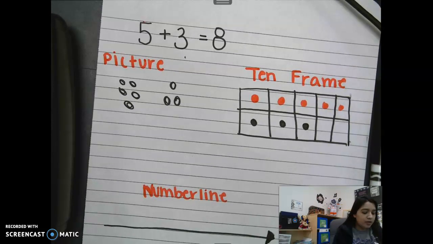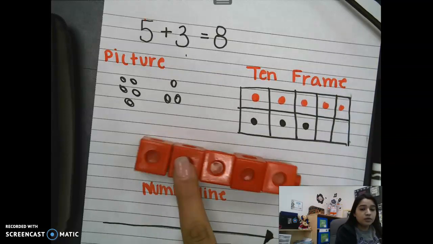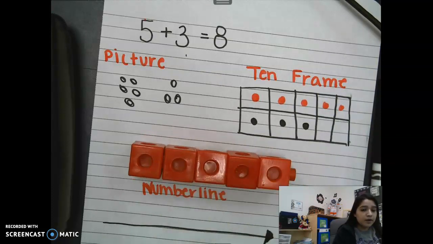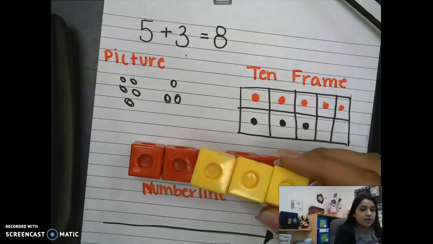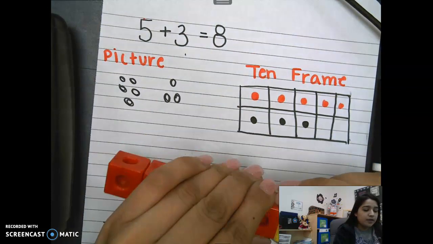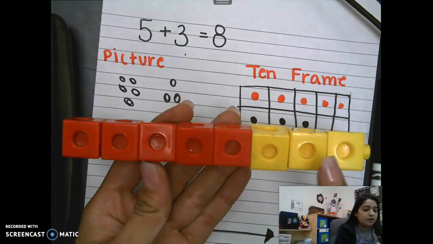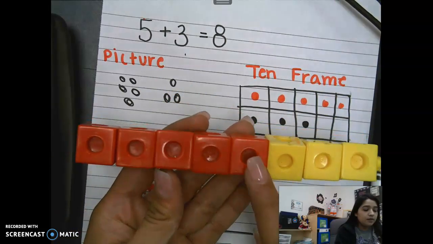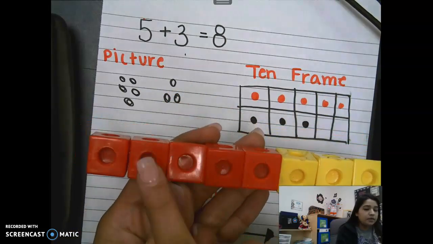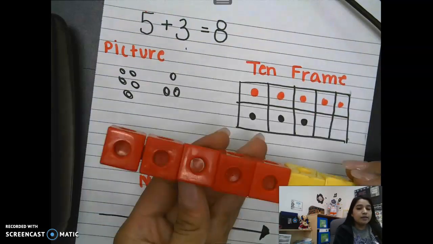With our linking cubes, if we have 5 red linking cubes, let's count them: 1, 2, 3, 4, 5. And we add 3 linking cubes because we have 3 up here. How many do we have? Let's count them. 1, 2, 3, 4, 5, 6, 7, 8. So we still get 8, even using our linking cubes.